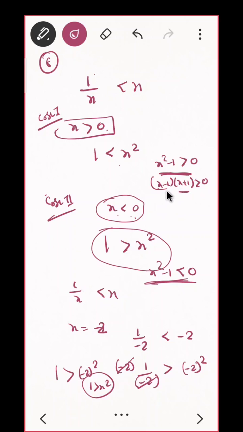Again, two cases. Do you agree? Product of two numbers is positive. What are the cases? Either both are positive or both are negative. Correct? And what about this one? This one also? Same thing. Again, two cases. Do you agree? Yes? Yeah. Can you complete it now?